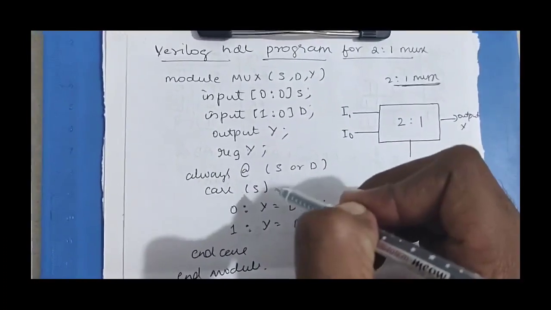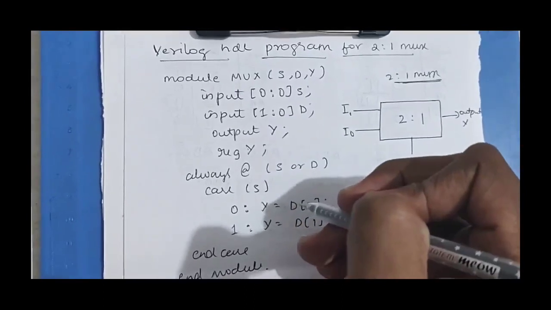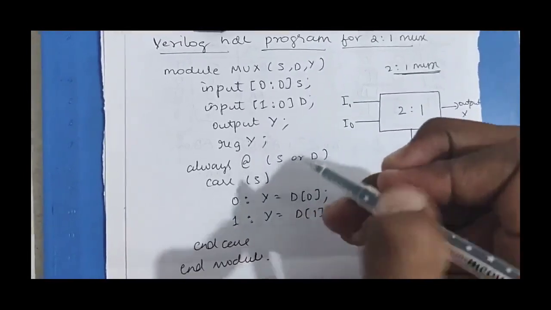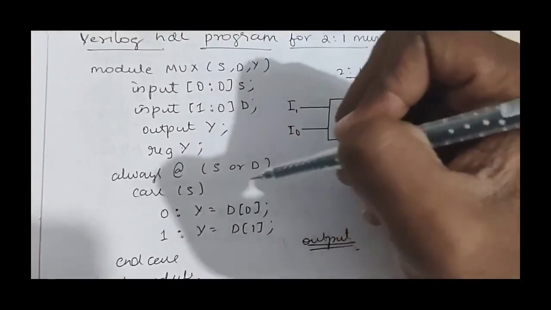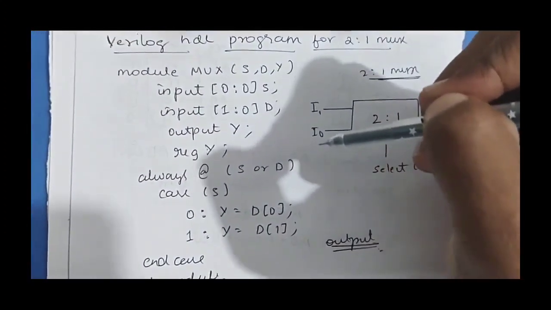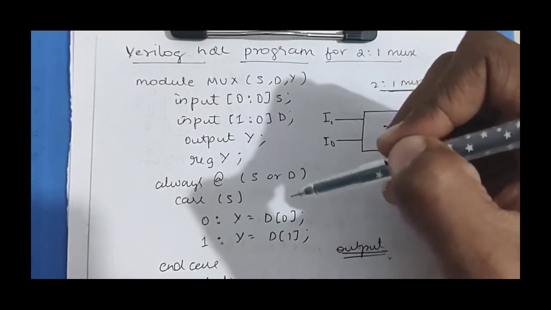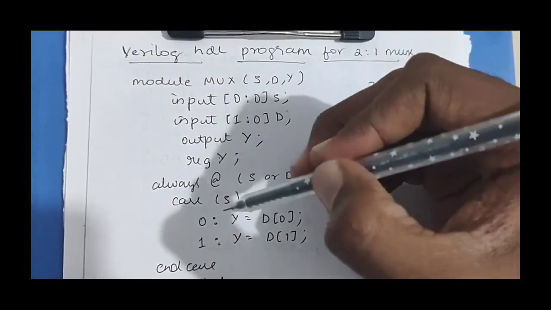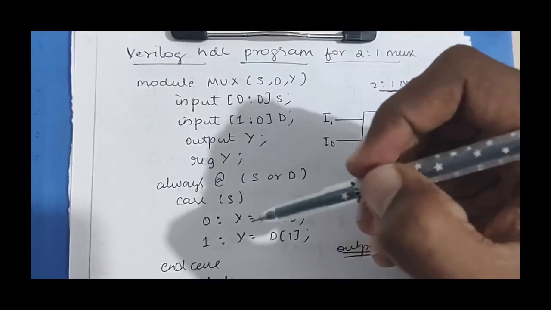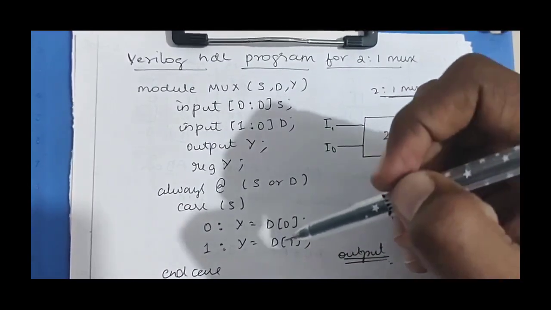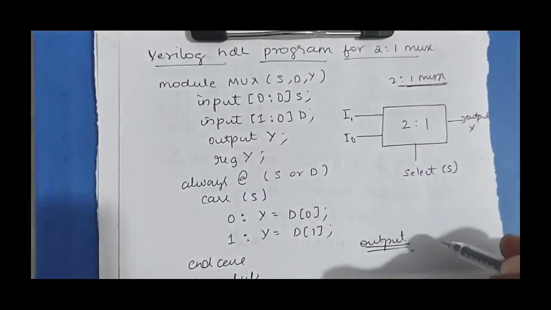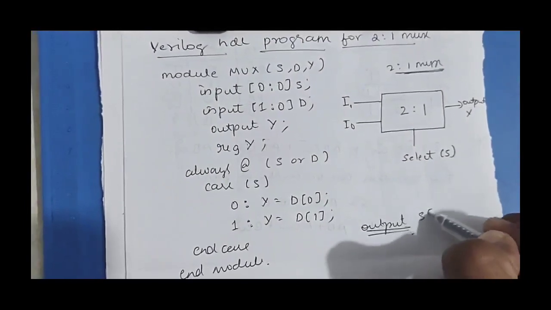The register stores the output value. The always block should be triggered when there is a change in the selection input or data lines, using case on s. When the s value is 0, then y equals d[0]. When s is 1, then y equals d[1]. Then end case, and here the module ends.